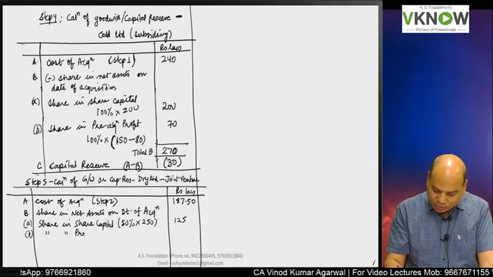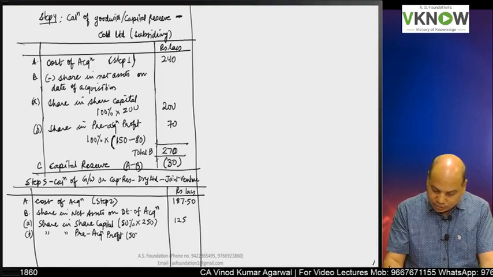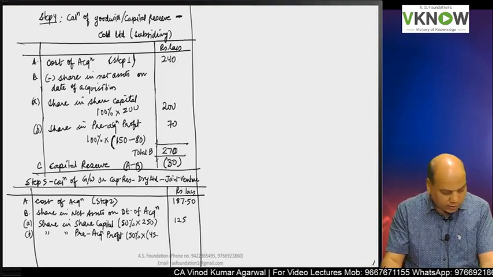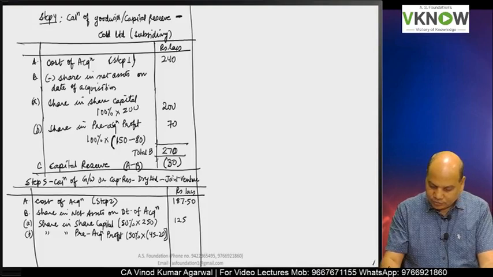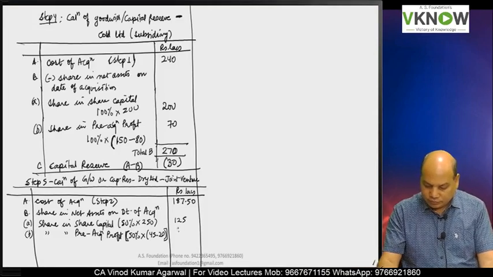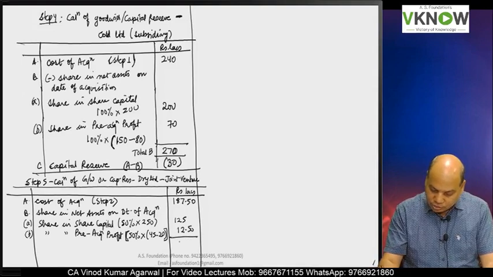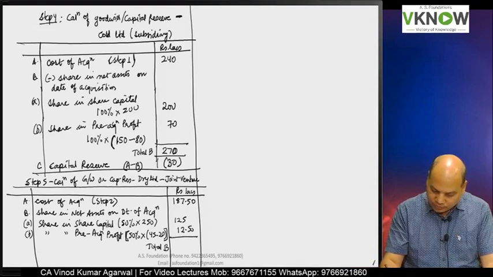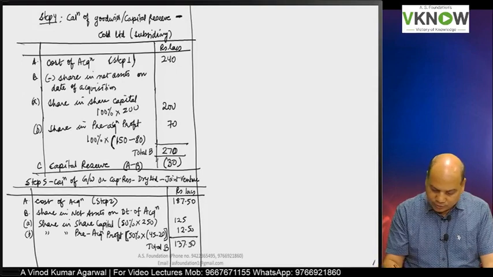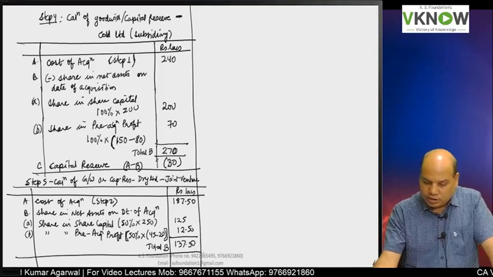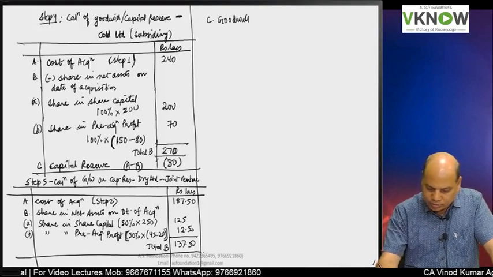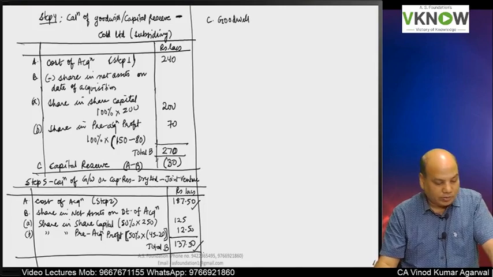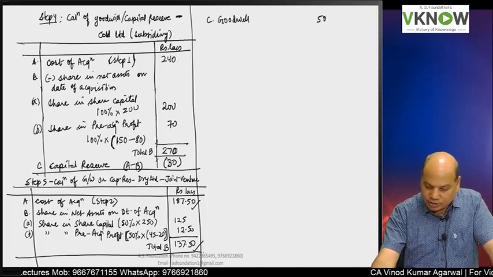Share in pre-acquisition profit, that is 50% of 45 minus current year profit of 20. 50% of 25 is 12.5. Total B is 137.5. Below that, point number C, it's not over, goodwill. 187.5 minus 137.5, so you will get goodwill of 50 lakh.